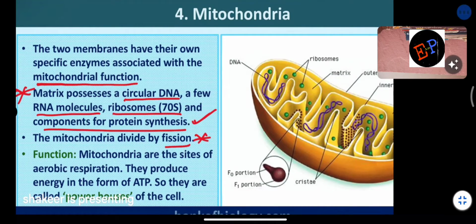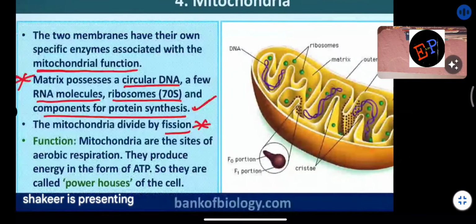Okay. So mitochondria are the sites of aerobic respiration. So they produce energy in the form of ATP. So they are called the powerhouses of the cell. And what is ATP? Adenosine triphosphate is called ATP. So this ATP is produced in mitochondria. And what kind of respiration? Aerobic respiration. It means oxygen from the blood is taken. And here the burning of food material takes place, which is also called aerobic respiration. Clear?